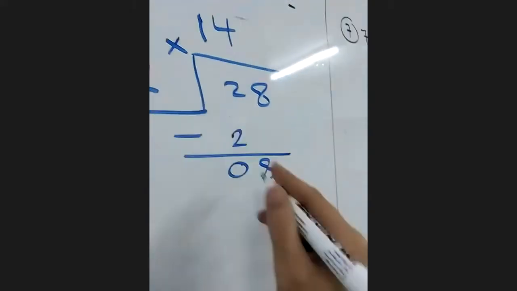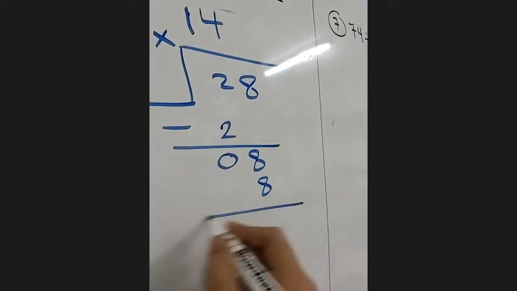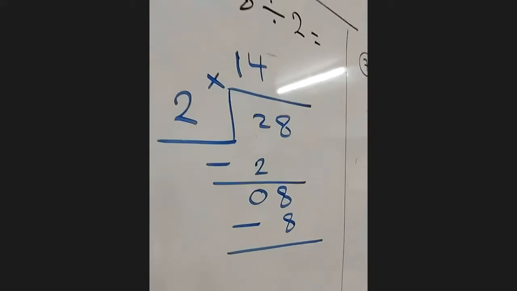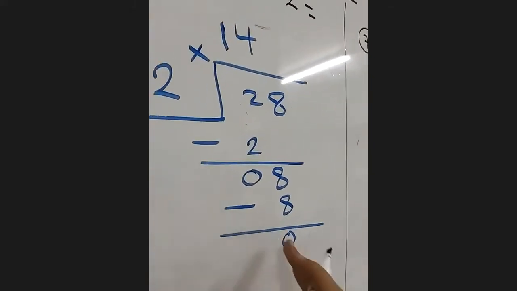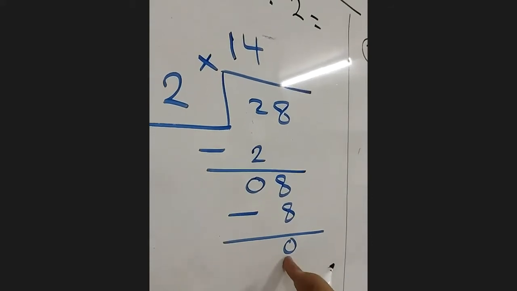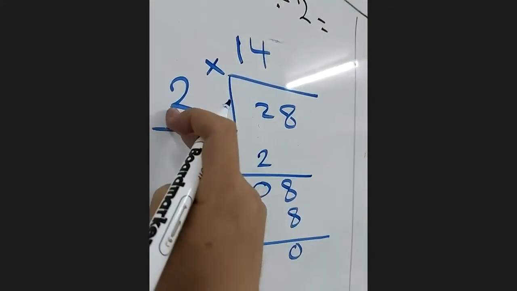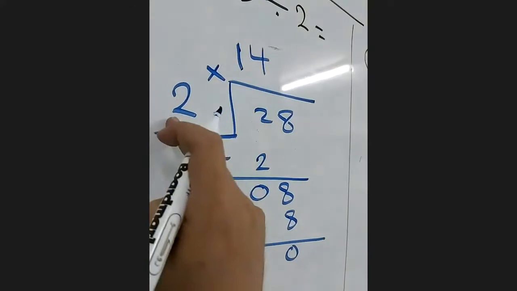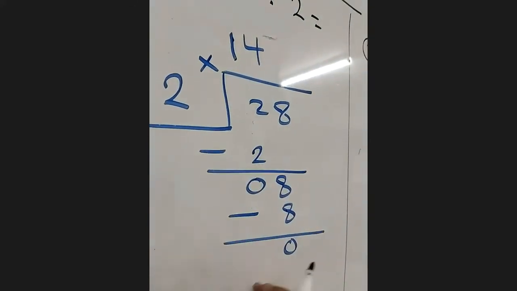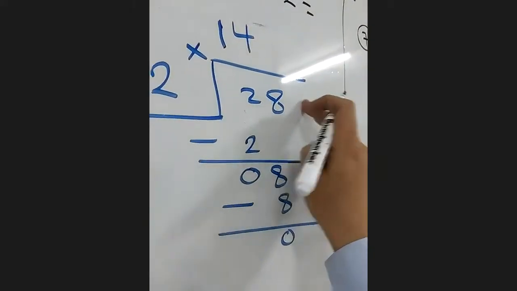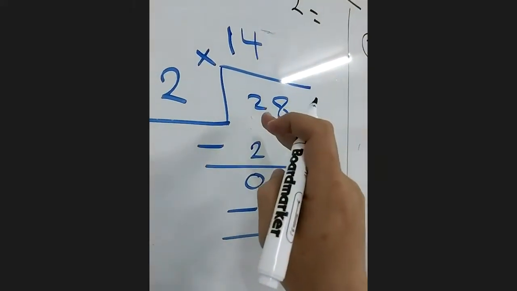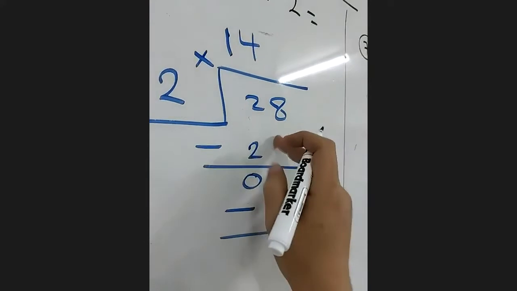4 multiply 2 is 8. Now I'll make a line and I subtract. 8 minus 8 is 0. After I do the subtraction, I stop and take a look here. Is this number less than the divisor? Yes. 0 is less than the divisor, so I'm okay. Now, did I finish? Yes, because there are no more numbers here. I finished with 2, I finished with 8, so I'm good.